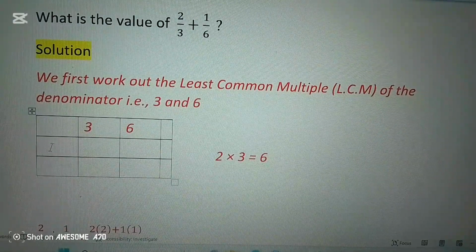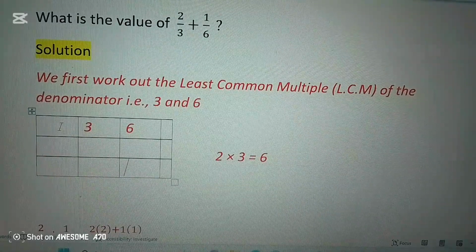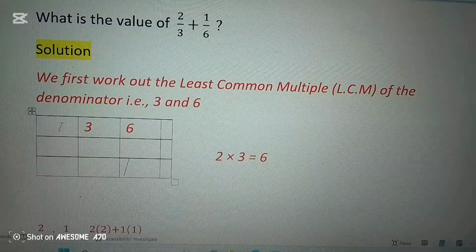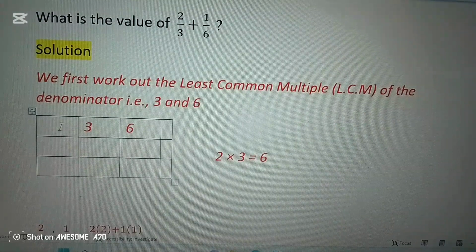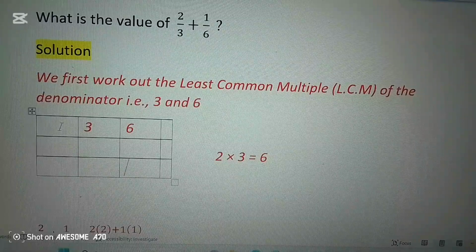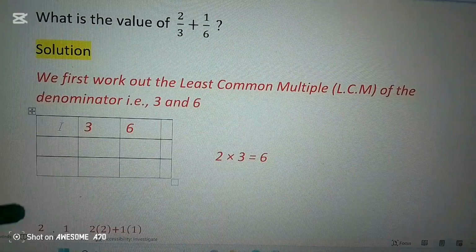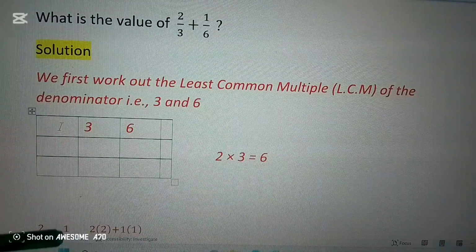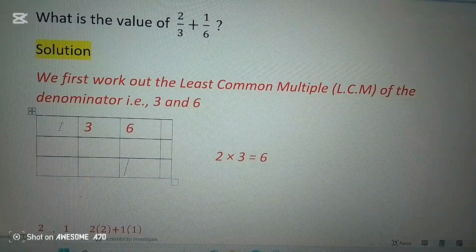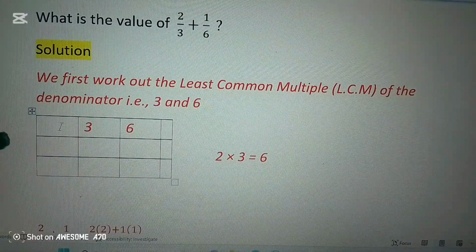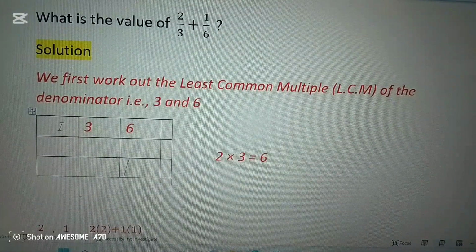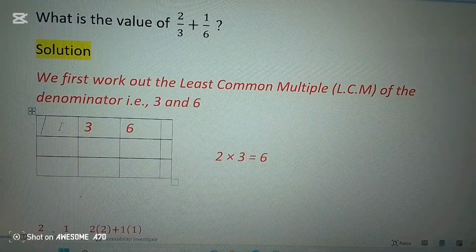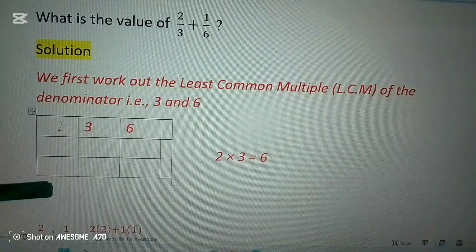Now we are going to do it together. We're going to find a number which is divisible by either 3 or 6. It is LCM, it is not GCD, it is LCM. So we're looking for a number that is divisible by either 3 or 6.